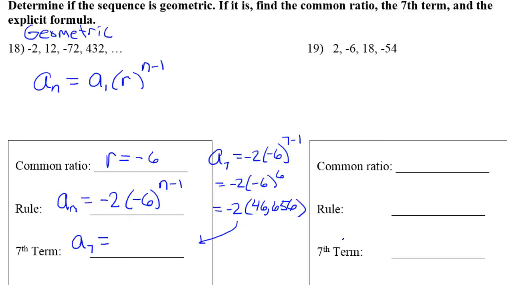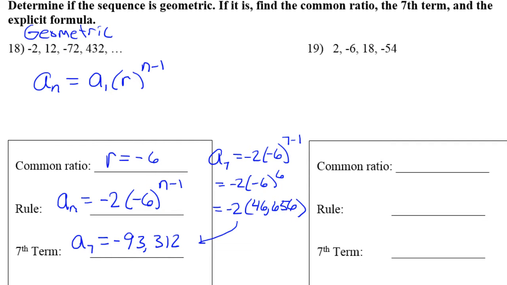46,656. So that's going to be negative 93,312. Okay, so that is it for problem number 18.